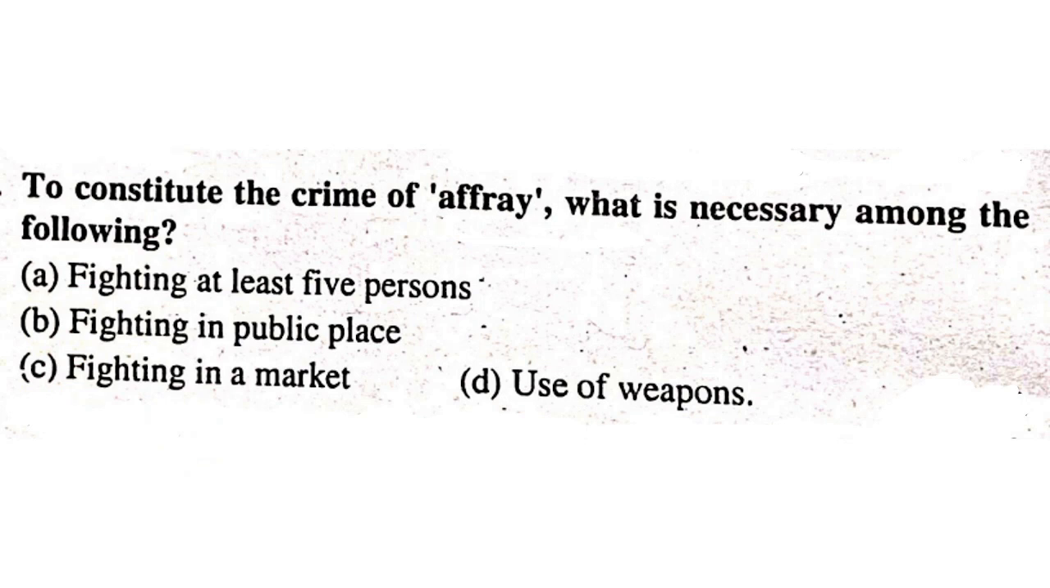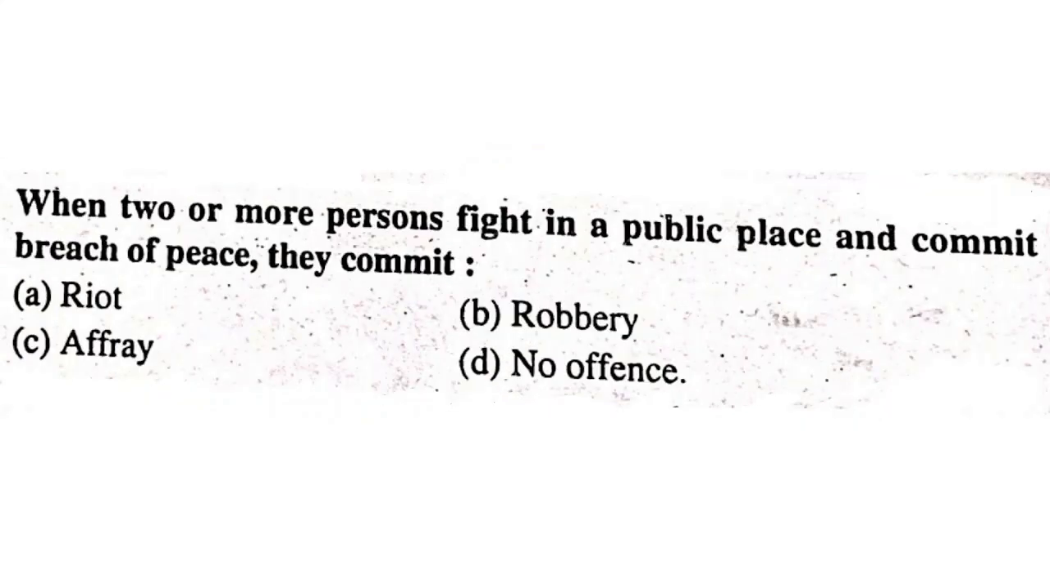To constitute the crime of affray, what is necessary among the following? Fighting at least 5 persons, fighting in public place, fighting in a market, use of weapons. To constitute affray, the fighting should take place in a public place. That is under section 159 of the IPC. When 2 or more persons by fighting in a public place disturb the public peace, that is known as affray under section 159 of IPC. When 2 or more persons fight in a public place and commit breach of peace, they commit affray.